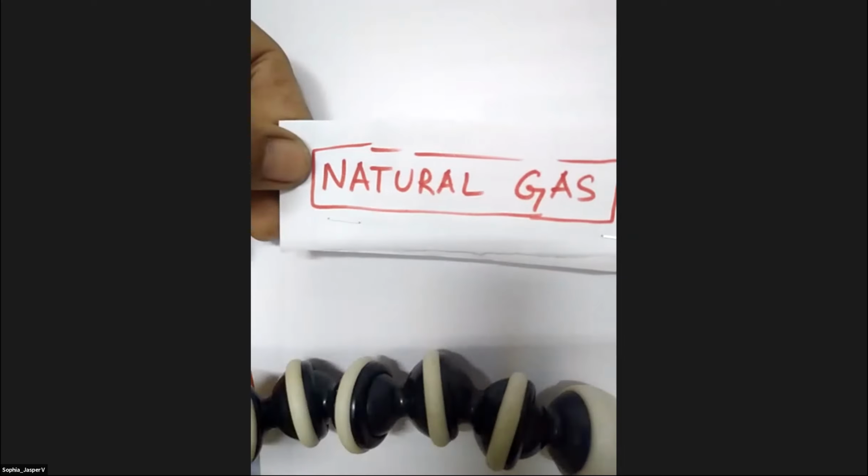The first option is, can someone tell me what's the first option given? Natural gas. Yes, natural gas. Now, natural gas, keep it in mind. What does it contain? Methane, 90% of methane. Yes, it is actually the cleanest hydrocarbon, Earth's cleanest gas, because it does not give us any ash residue on combustion, and it has very, very little nitrogen. Okay, the next option.